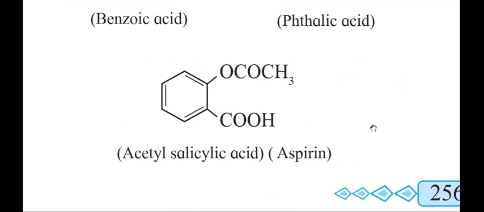See another example, acetylsalicylic acid, which is aspirin. Aspirin is a well-known medicine. It also contains a carboxylic group, which is directly attached to the aromatic ring, and this group is an acetyl group, OCOCH3.